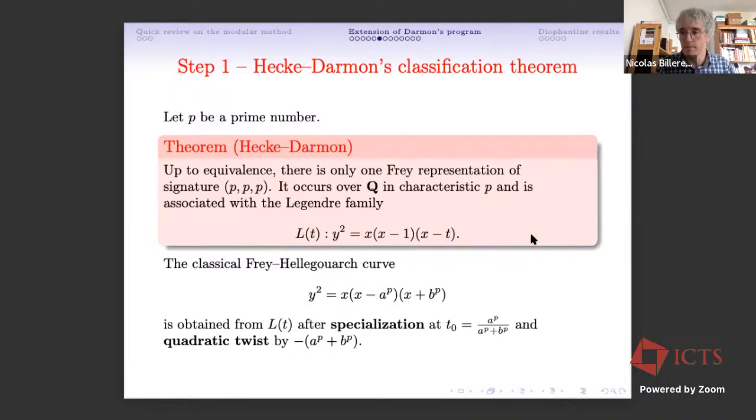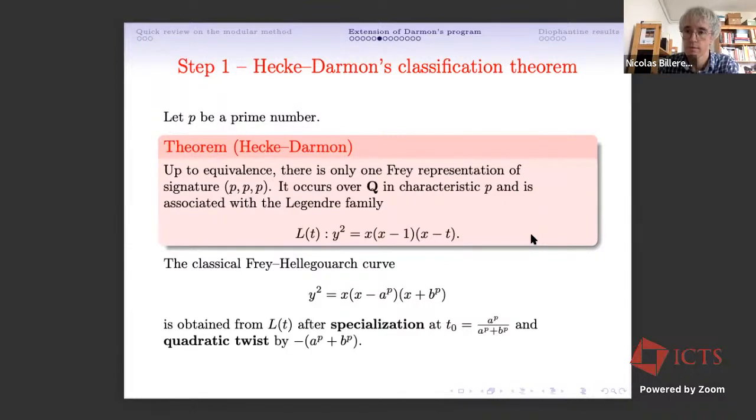In any case, I guess your question is whether our constructions give new Frey representations of signature RRP, for instance. They don't give any new representation. They must fit into Darmon's classification, and I'm pretty sure that they don't give the full classification. But it's just another way to construct these Frey representations of signature RRP.